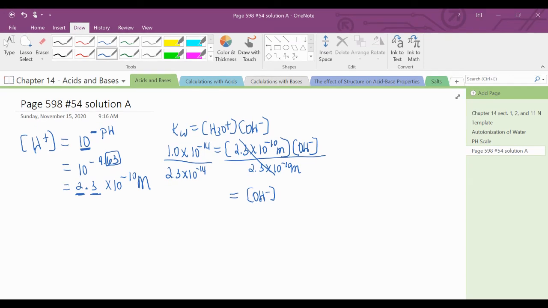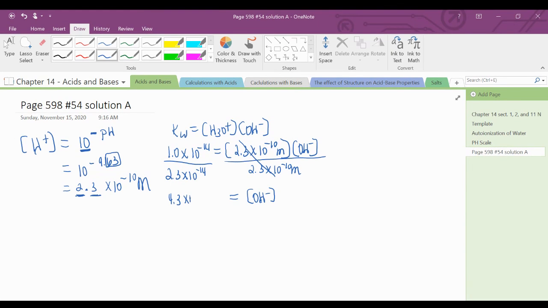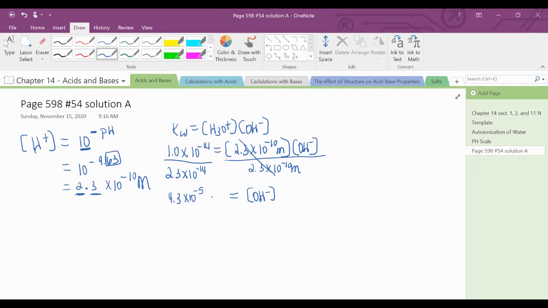All right, so again, if you want to pause the video and chug out an answer and hit resume when you're ready. All right, so we should have an answer. If I look, both Kw and my hydrogen ion concentration have 2 sig figs, so my hydroxide should. You should have 4.3 times 10 to the negative 5th, and it's a concentration, so it should have units of molarity.